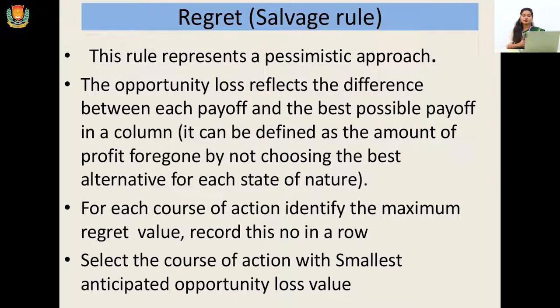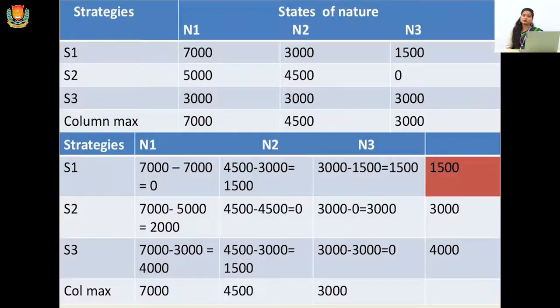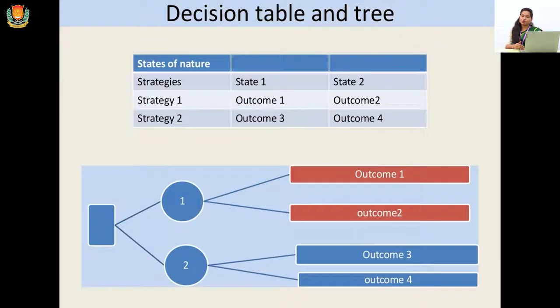So for each course of action you need to identify the maximum regret value, and you need to find the course of action with the smallest anticipated opportunity loss value, because obviously a manager wants to make higher profit with little less loss. Fine, so over here we have the strategies, we have calculated the values, and by that we got the opportunity loss, and we adopt the strategy according to it.